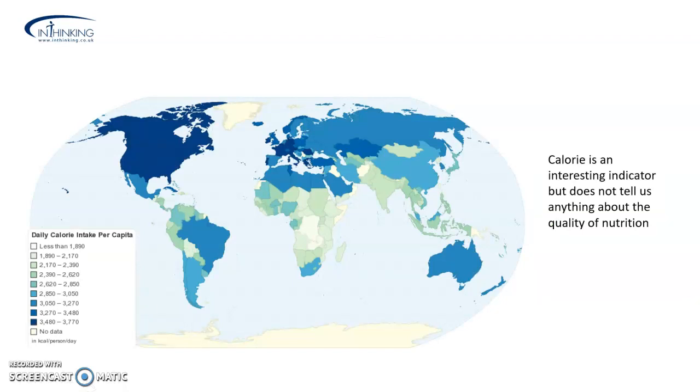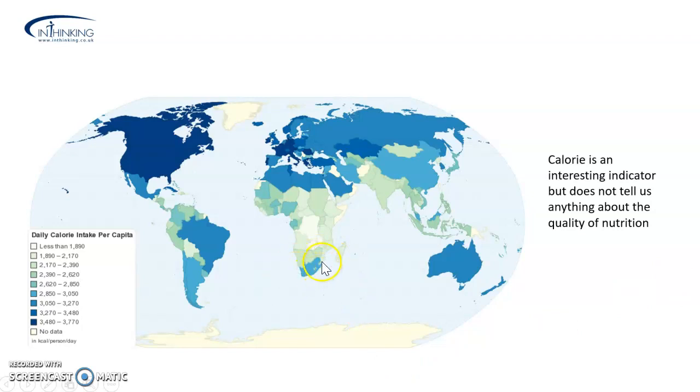So we might be thinking here, well, what does calorie intake tell us about food availability? And it's a useful indicator. I mean, it does show here that there are very low levels of daily calorie intake in Sub-Saharan Africa. We saw a big problem of food insecurity, though, didn't we, in South Africa? And here there is higher calorie intake.